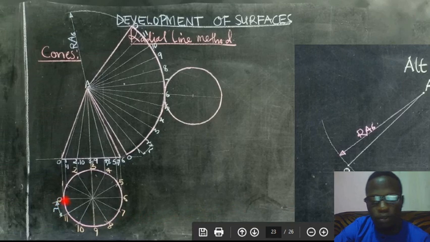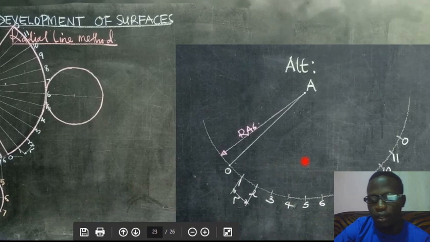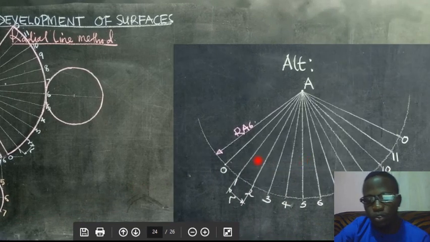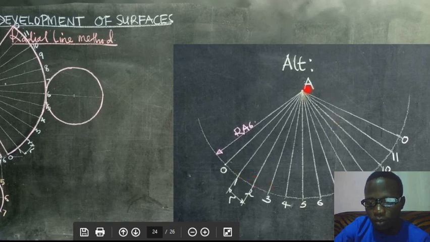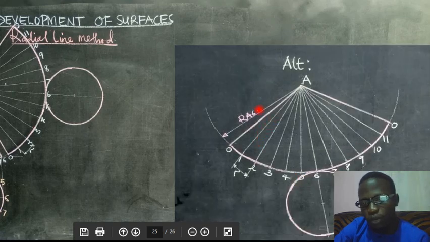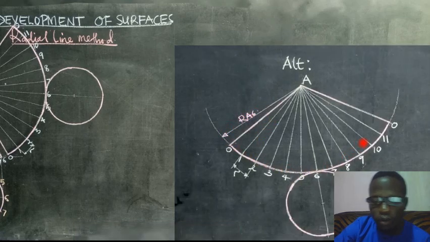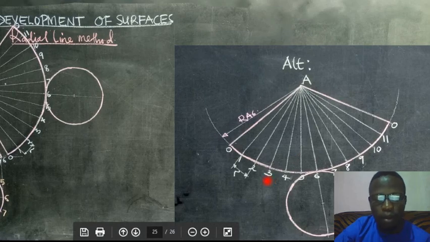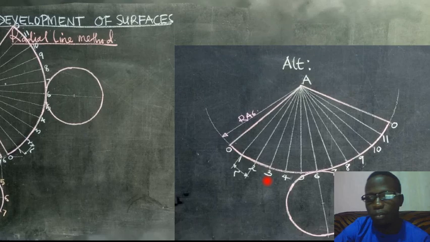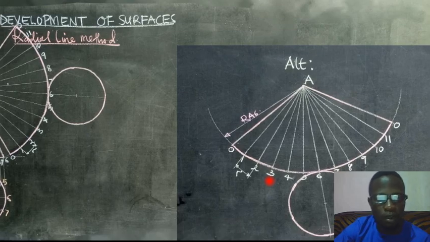Now after that, we also join our lines from the apex to the points you've created on the curve, and when you outline, you get the development of the cone itself. And that is how we make the development of the cone when it's not cut.